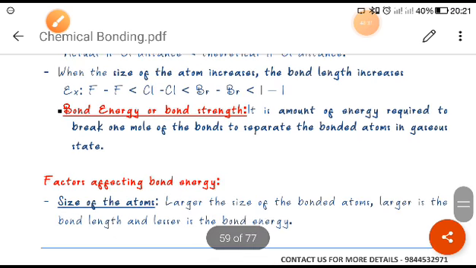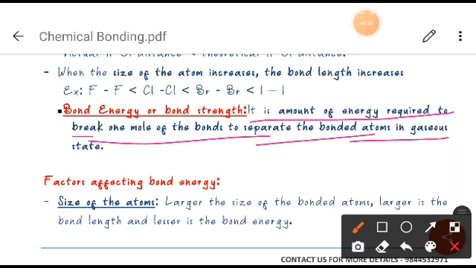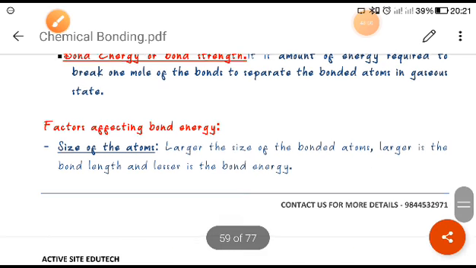Now, when we talk about bond energy, what is bond energy? It is the amount of energy required to break 1 mole of bonds, to separate the bonded atoms in a gaseous state. The amount of energy required to break a bond is called bond energy. And what are the factors that affect the bond energy?